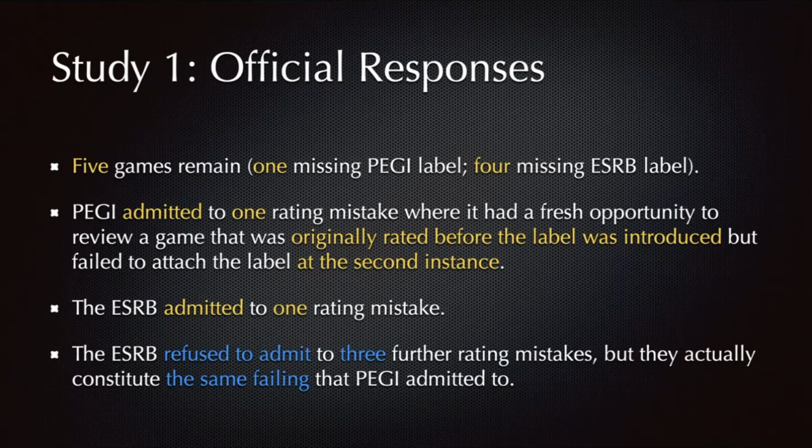The ESRB admitted to one of the 4 rating mistakes that were identified. That's not really worth discussing any further. However, the ESRB then refused to admit to 3 further mistakes. These were actually the same situation as what PEGI admitted a mistake for. New versions of those 3 games were submitted to the ESRB after the label was introduced, and the ESRB failed to attach the label during the new submission process.